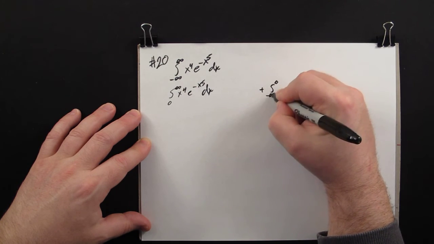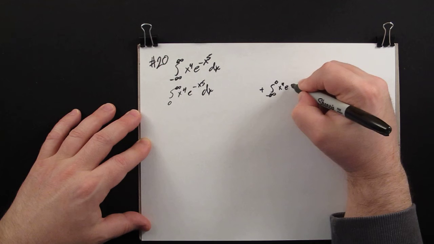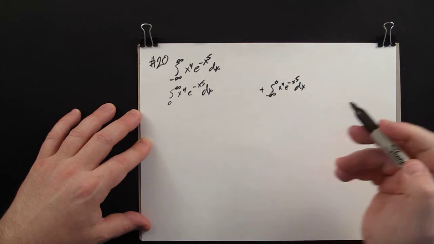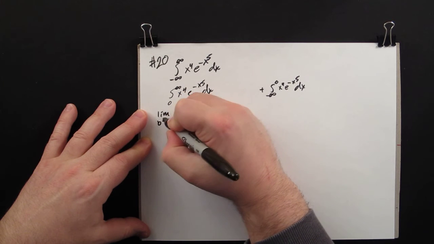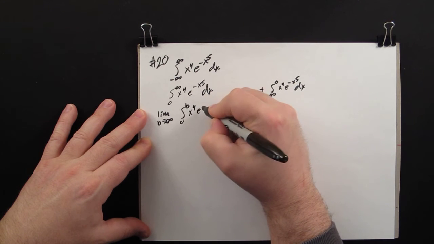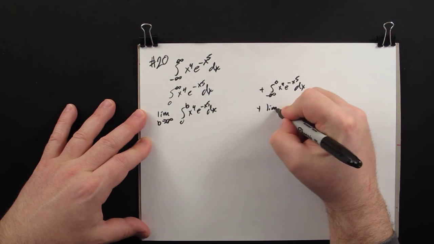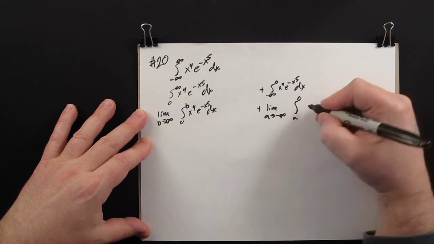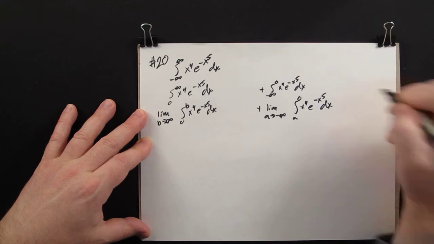Like so, we have the right half and the left half, and that way each of these has its own limit. This one is the upper limit, so b is going to go to plus infinity: integral from 0 to b of x to the fourth e to the minus x to the fifth dx. And this one is the lower limit, so a is going to go to minus infinity: integral from a to 0 of x to the fourth times e to the minus x to the fifth dx.